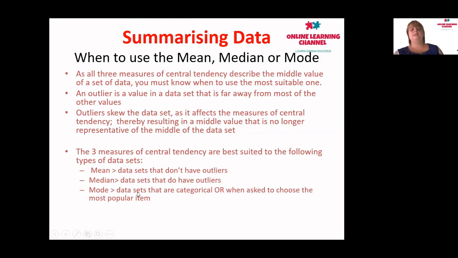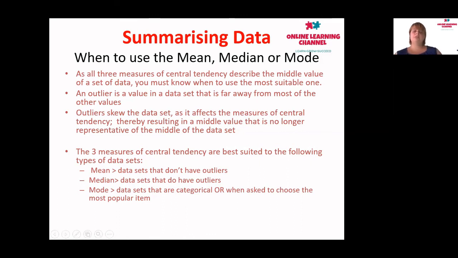Mode is for data sets that are categorical, or when asked to choose the most popular item. Remember, guys, a mean and a median you can't use for categorical information. So whenever they have numerical information, you can use any one of the three. But when it's categorical, you can only use the mode.